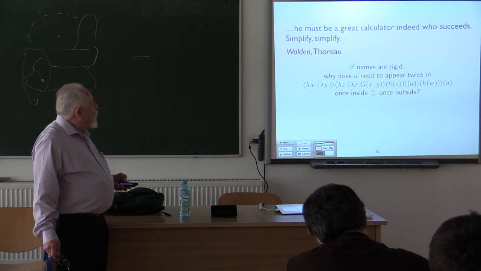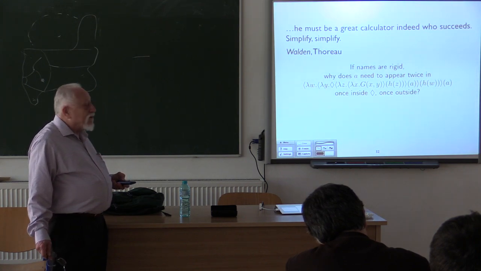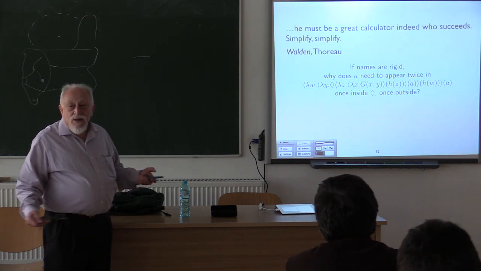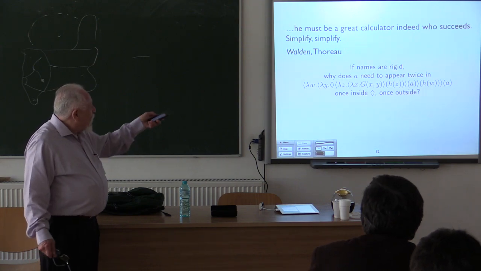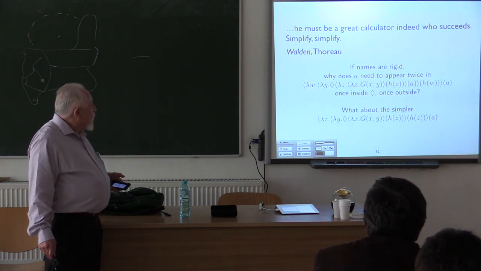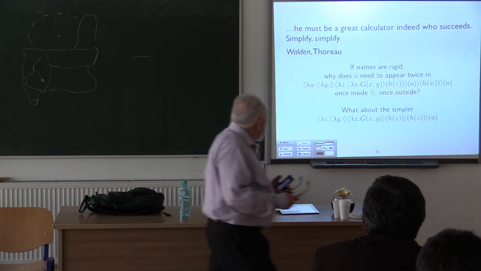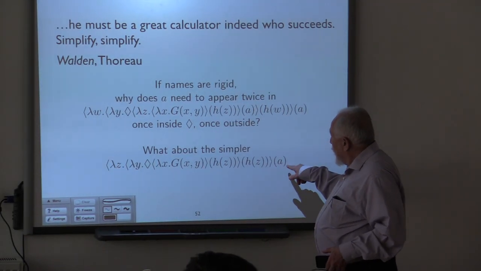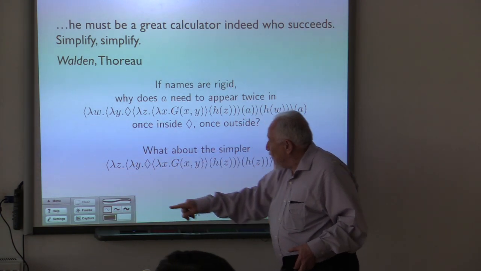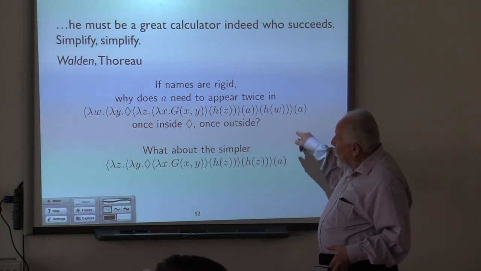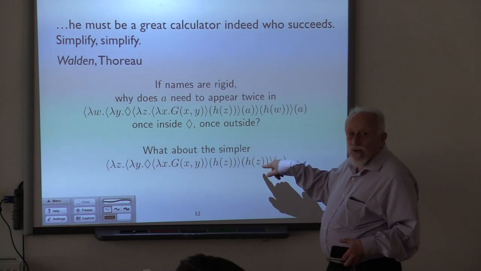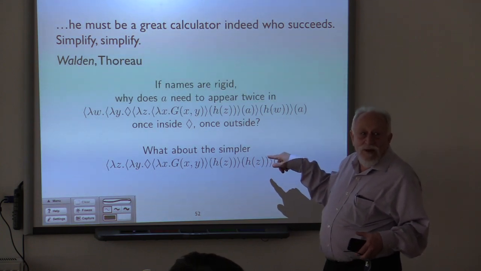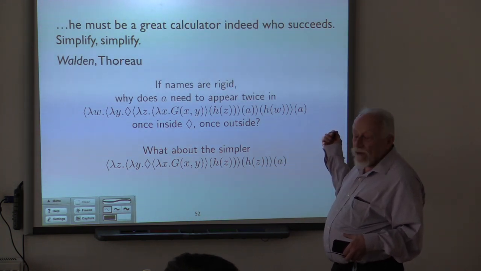If A is rigid, why do you have to have it twice there? Should they have the same meaning in both cases? But here we have it once inside, once outside. We could simplify it to this and get rid of one of the variables. A that's associated with Z, which means the current value of A goes here and it also goes here, but the current value of A is also the same as at the alternative world.